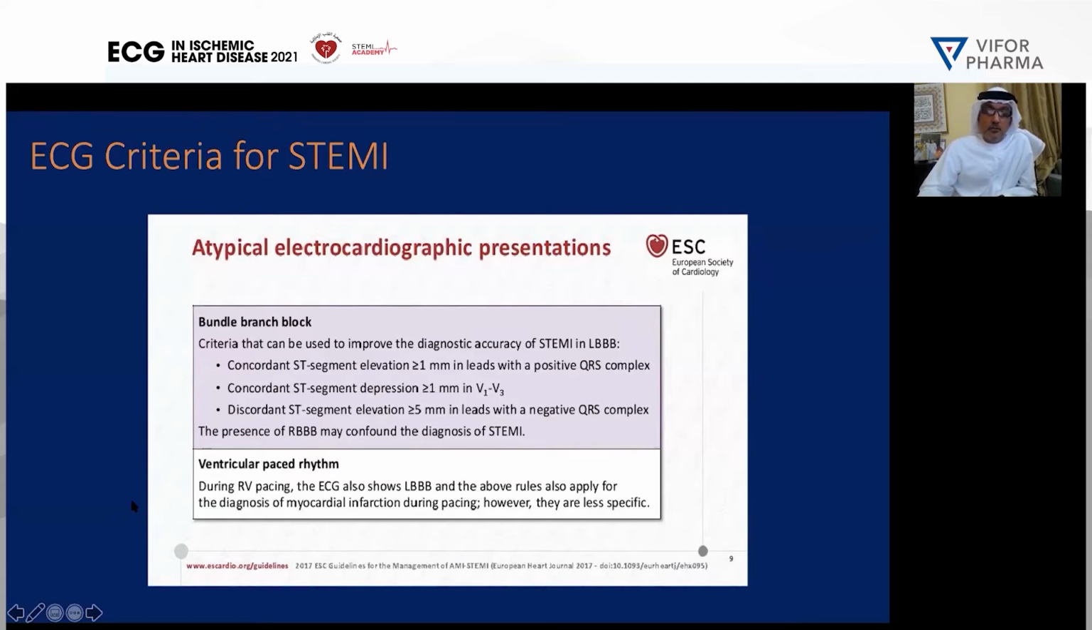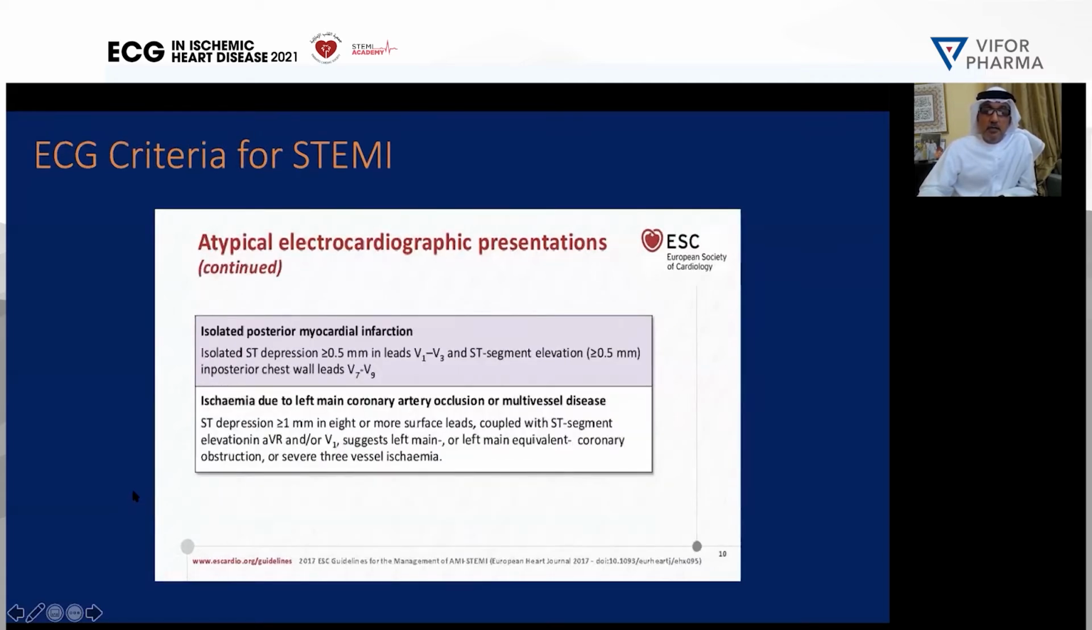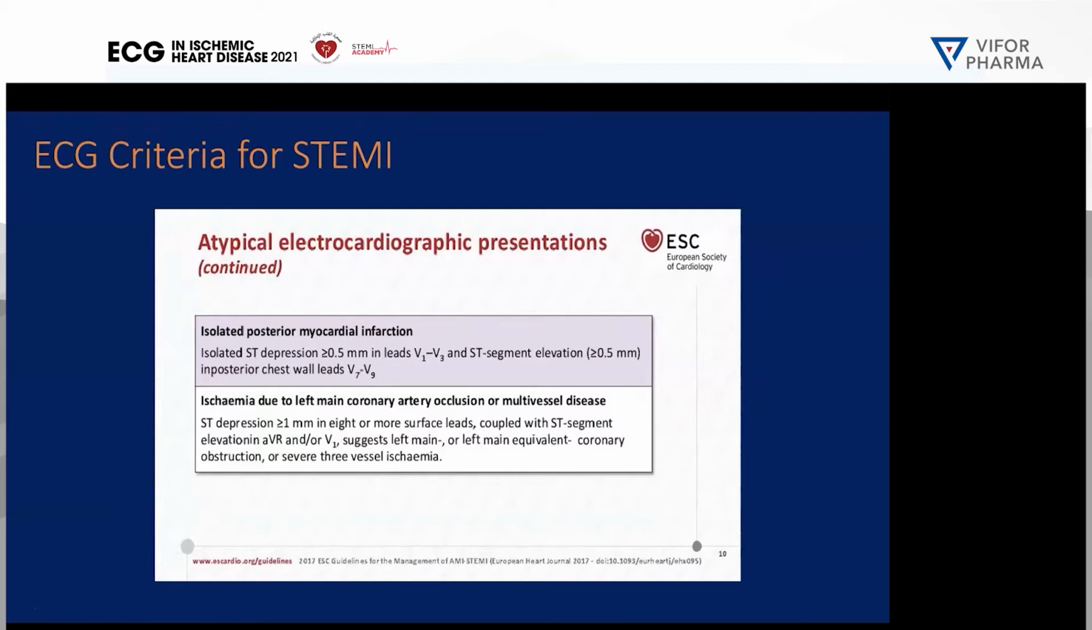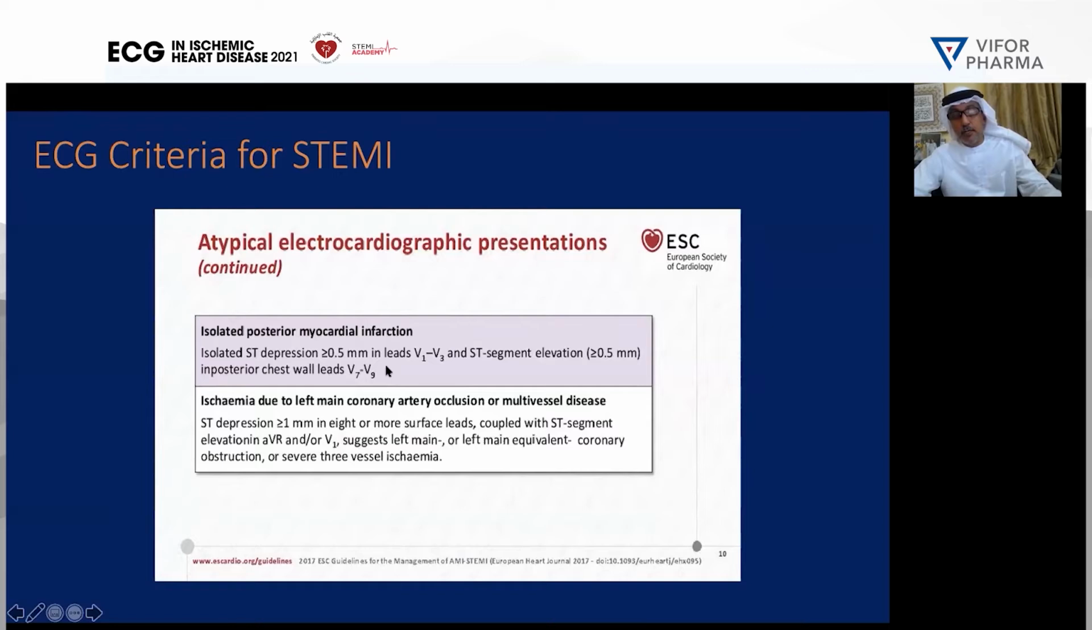Another challenging scenario to diagnose a STEMI is ventricular paced rhythm. So patients with pacemakers, it may be difficult. Another scenario where you may have ST elevation but it is difficult to diagnose on the 12 lead is isolated posterior MI. Unfortunately, we don't have an example here, but you have ST depression in V1, V2, V3, and you have to do a posterior lead to demonstrate ST elevation. So posterior infarction is atypical, left bundle is atypical, paced rhythm sometimes atypical.